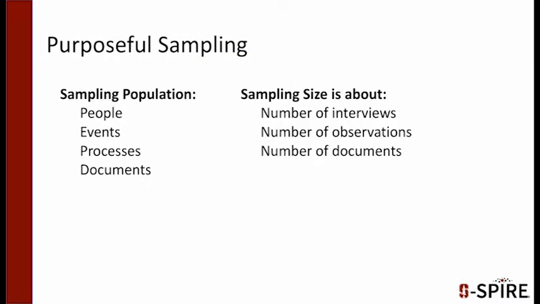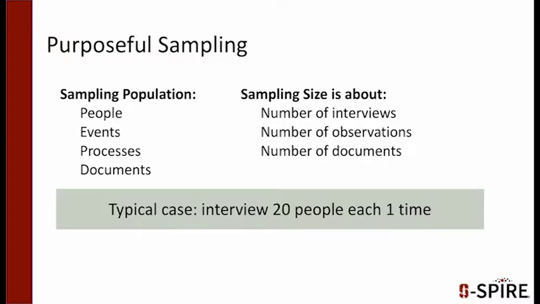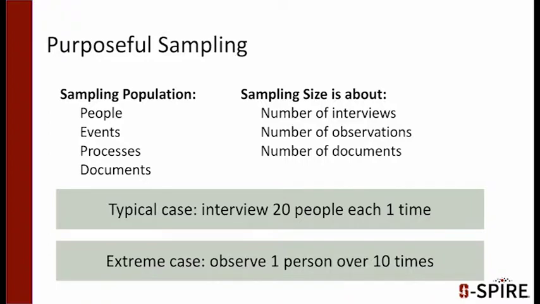So in terms of thinking of your sampling strategies, in qualitative research, we often use purposeful sampling. What does that mean? It means sampling within a population of individuals, thinking about events or processes or documents. And within that, the sample size, you might consider the number of interviews, the number of observations that you might need, and the number of documents that would enhance your overall study findings. So a typical case could be an interview of 20 people all at one time. Or an extreme case could be an observation of one person over 10 times.